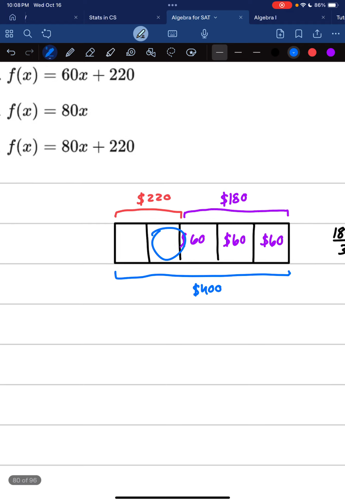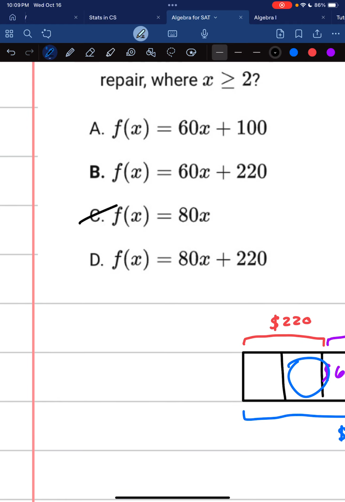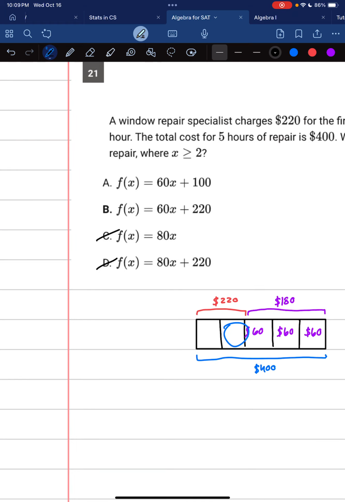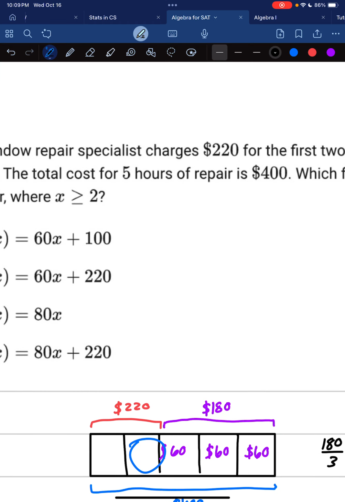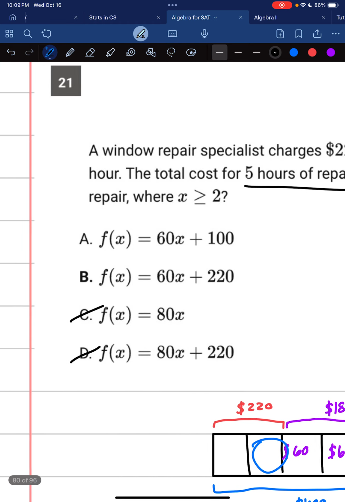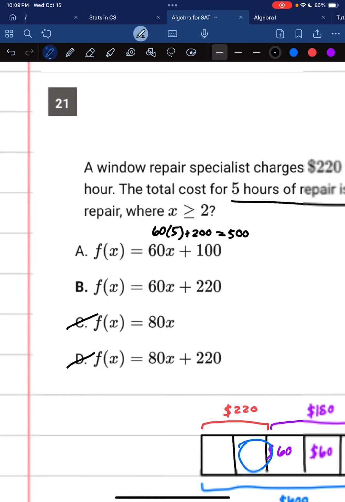Well, we know that the slope is going to be $60, so we can immediately eliminate C and D. And now if we take a look at these two answer choices, if we just plug in values for these two equations, we can determine which one is correct. So we know that the total cost for 5 hours of repair is $400. So if I plug in 5 hours into this first equation, I get 60 times 5 plus 200, which is 300 plus 200, or 500.